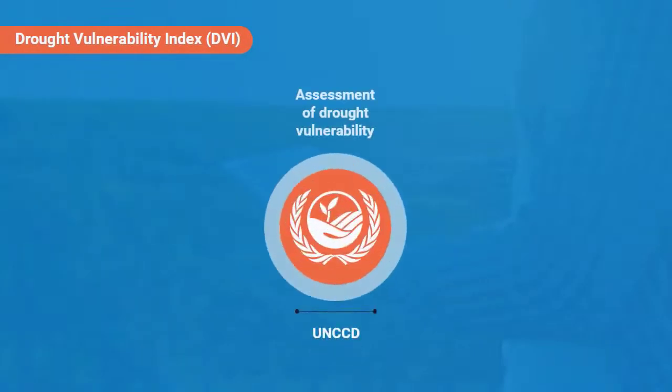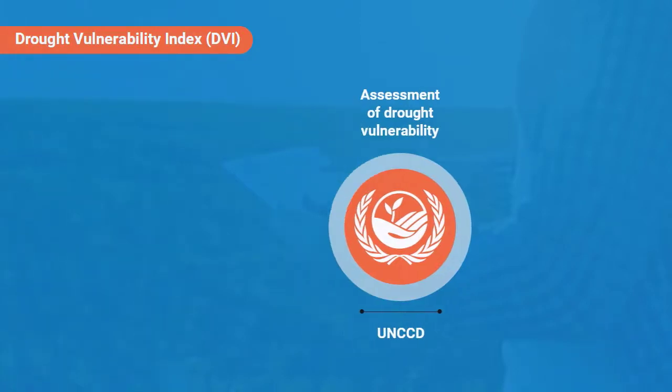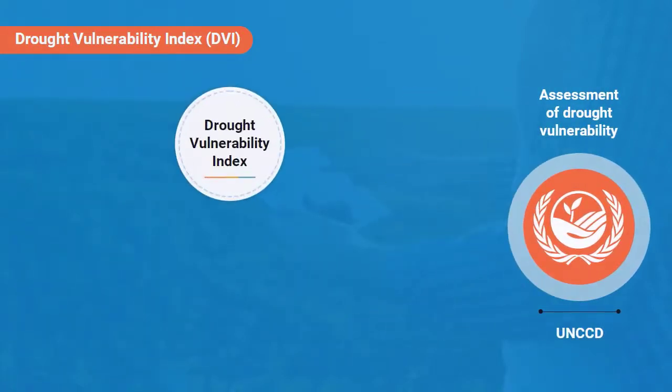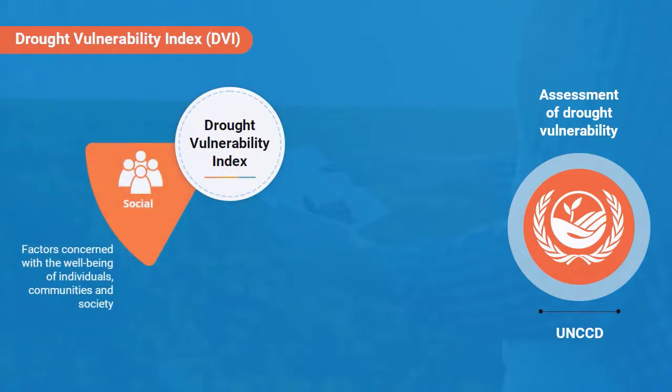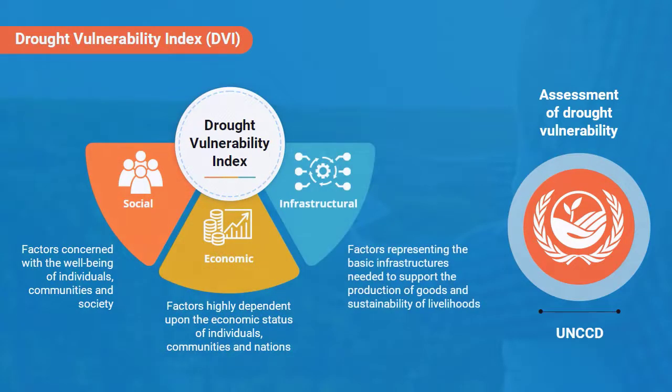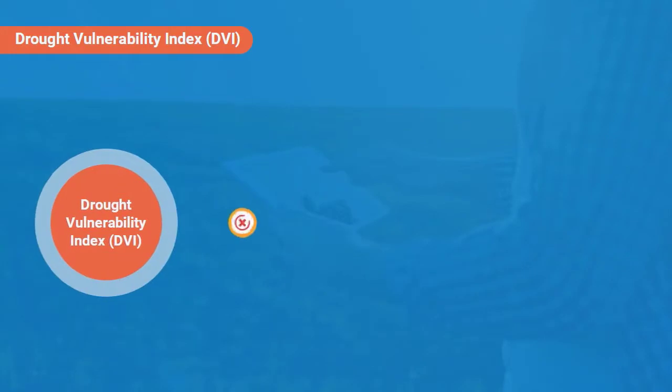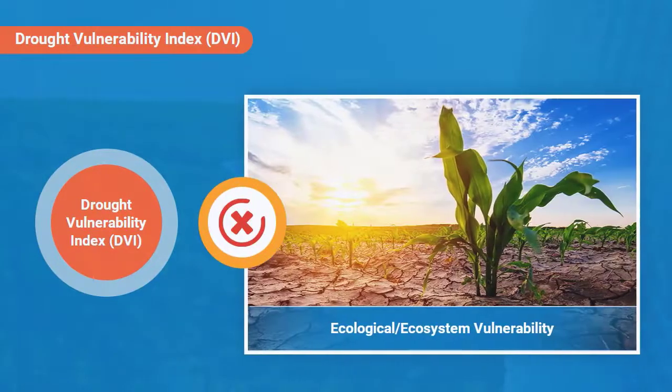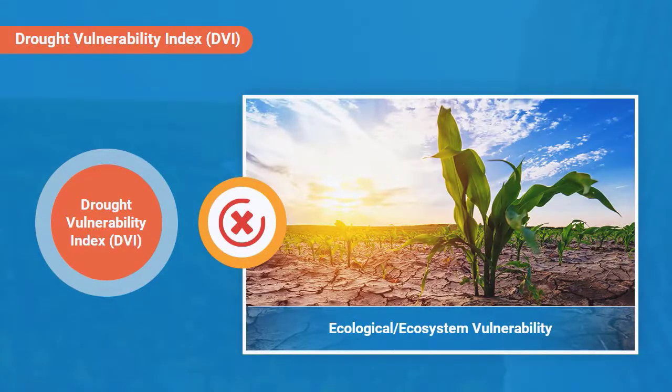The UNCCD approach to assess drought vulnerability is based on a composite index, the Drought Vulnerability Index, DVI, which incorporates three components: social, economic, and infrastructural. The DVI does not at present address ecological or ecosystem vulnerability.